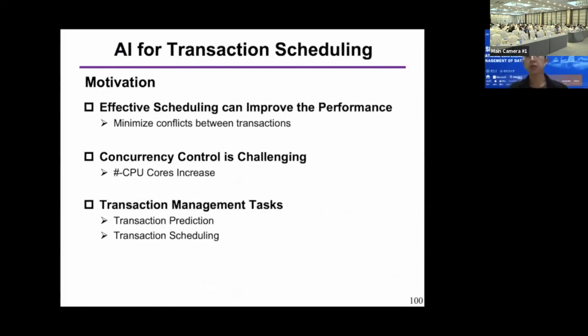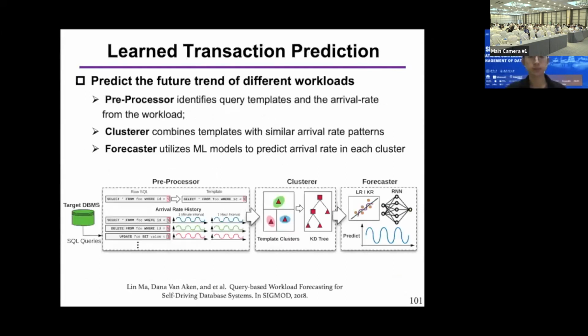Next, we'll introduce transaction management. The motivation is that effective transaction scheduling can significantly improve performance by minimizing the resource or data conflicts between different transactions. And it's challenging to control concurrent queries or transactions. Besides, for transaction management, there are different cases like transaction prediction or transaction scheduling.